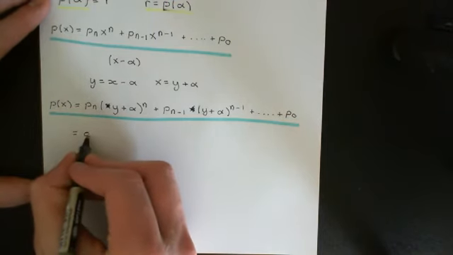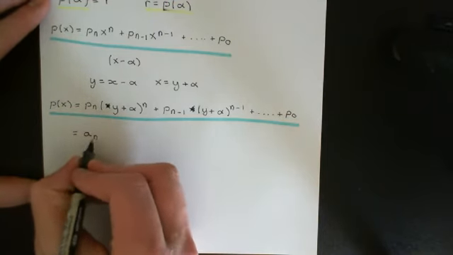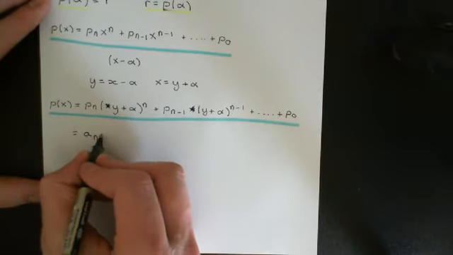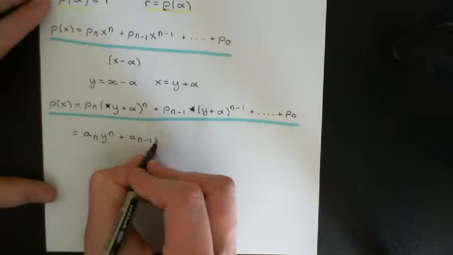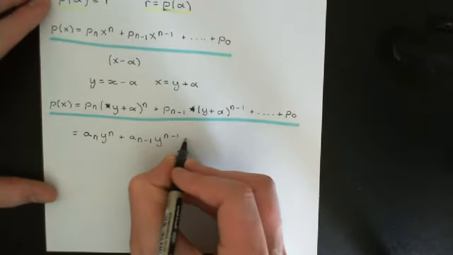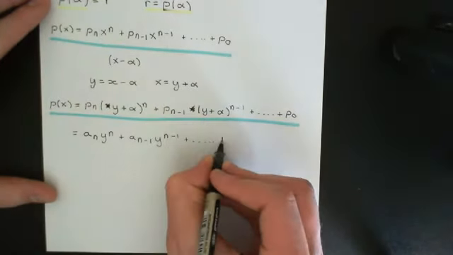So what we will end up with then is a polynomial, and I'm going to denote the coefficients a. Okay, so we'll have a_n y to the power of n plus a_(n-1) y to the power of n minus 1 plus all the way down to a naught.